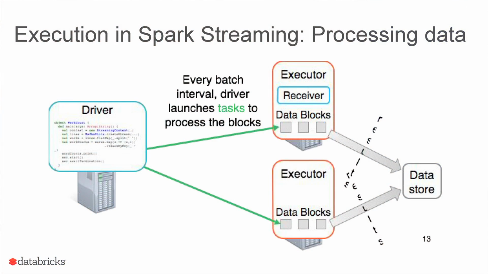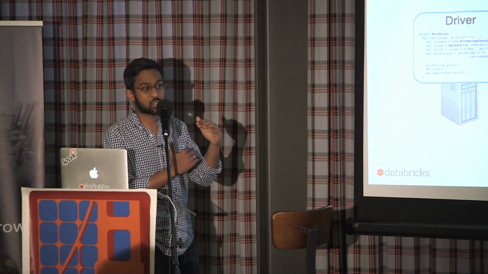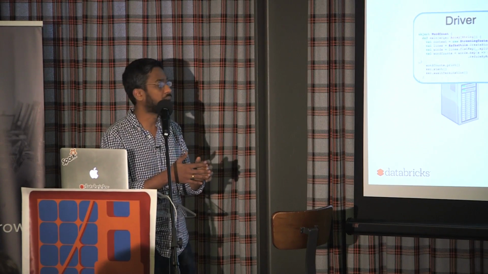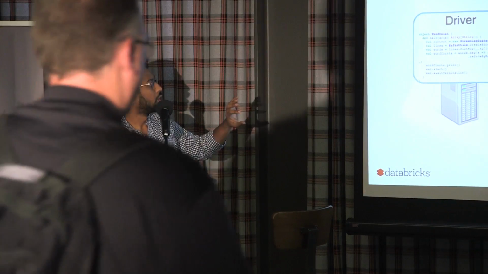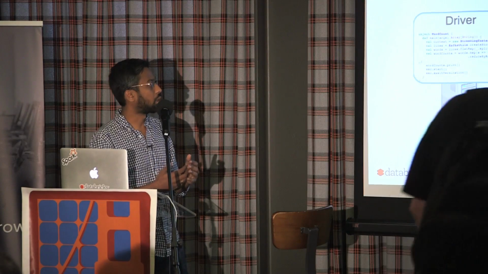The second part is the actual execution of all the operations and the actions. The operations and actions are basically the word count, doing a flat map, doing a reduce by key, and all the logic to do the word count.